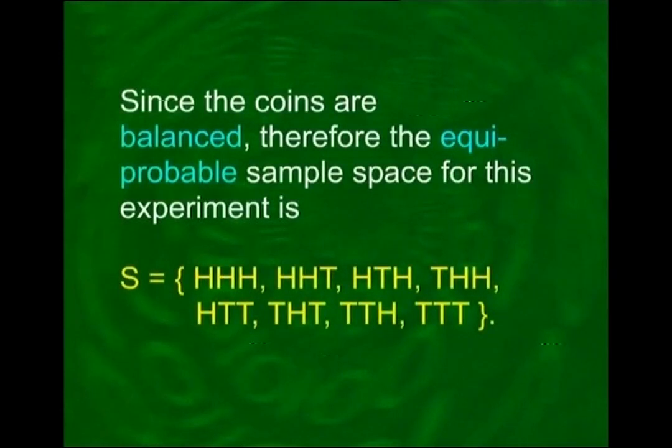Now, in order to solve this problem, the first thing to note is that because the coins are balanced, therefore, the equiprobable sample space for this experiment is head, head, head; head, head, tail; head, tail, head; tail, head, head; head, tail, tail; tail, head, tail; tail, tail, head; and tail, tail, tail.